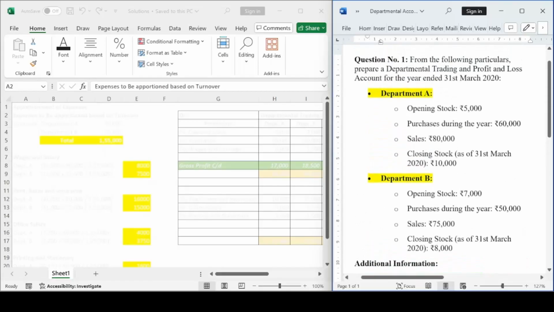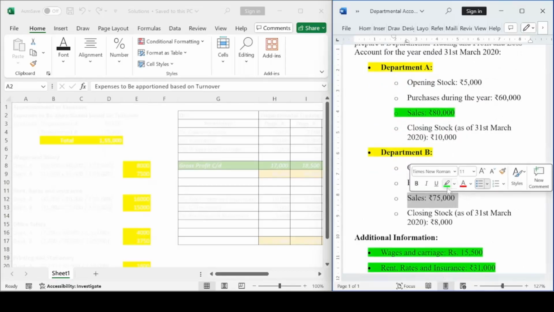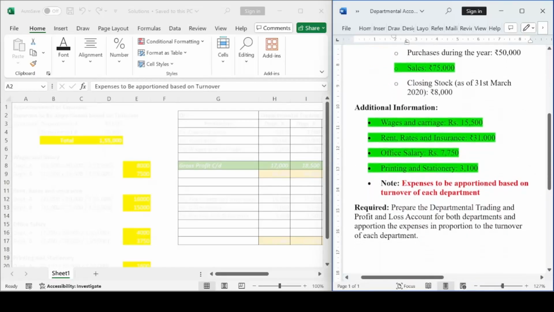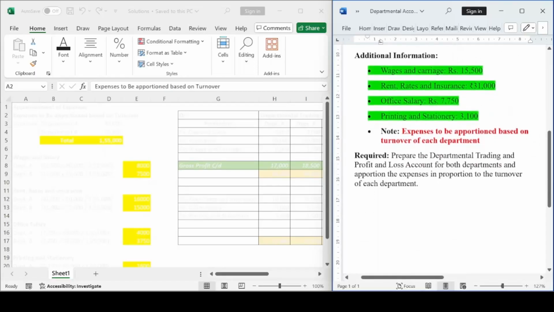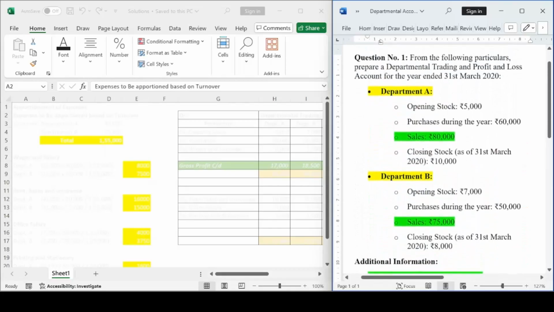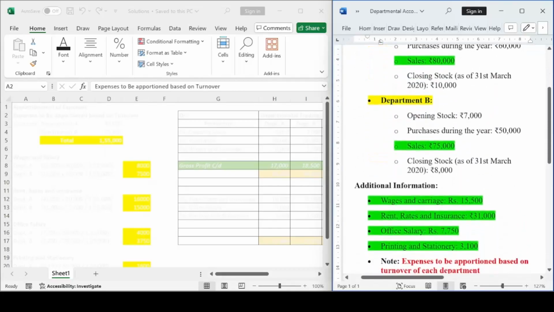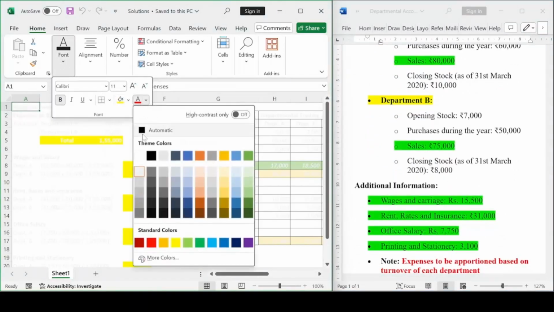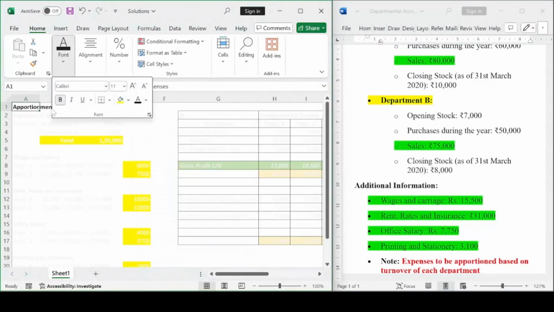Now what is turnover? Turnover is the sales. Sales of Department A is 80,000 and sales of Department B is 75,000. Based on these two turnover values, we have to divide these expenses. Prepare the departmental trading and profit and loss account for both departments and apportion the expenses in proportion to the turnover of each department. Now let us see how to do it. First let us apportion the expenses.